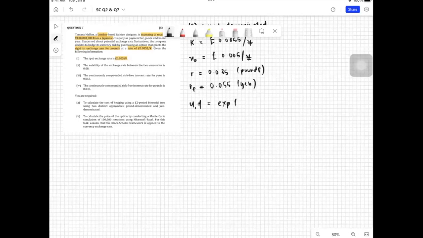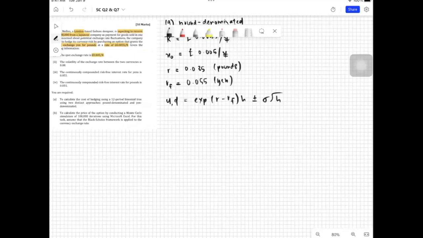Use exponential of (r minus the foreign risk-free interest rate) times h, plus or minus sigma times the square root of h. So h here denotes your time period, and the time period here is, as they've mentioned, a 12-period binomial tree.